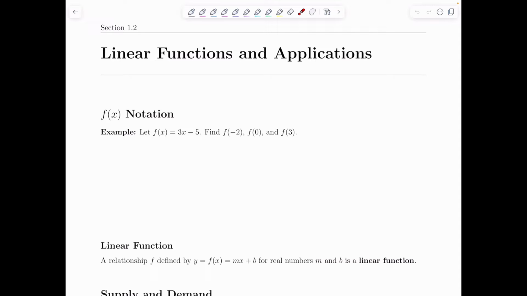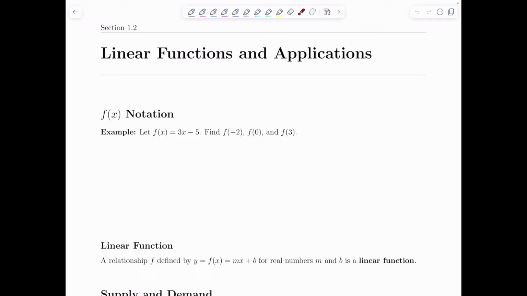So let's practice a little bit of function notation. Hopefully it's a little bit of a review, but if not, that's okay. I'll link some videos in the description where I break down more examples with function notation if you need more practice. So here, let f of x equal 3x minus 5. We're going to find f of negative 2, f of 0, and f of 3.